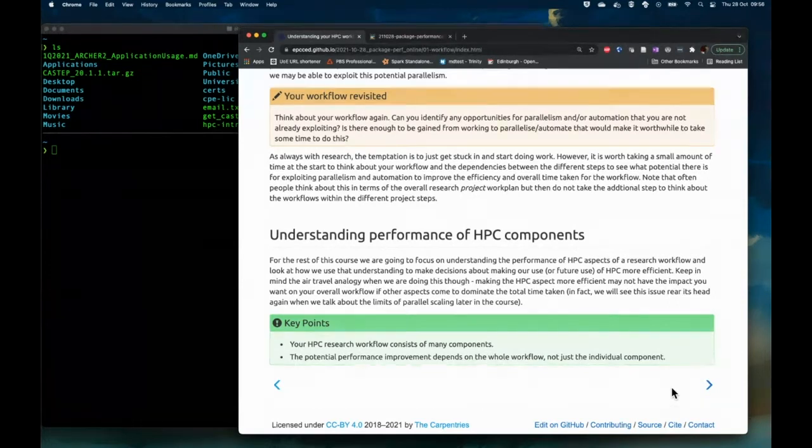What questions do people have there? Does anybody have anything they want to ask before we move on to logging into the system and starting to actually run things and look at the HPC aspects in more detail?